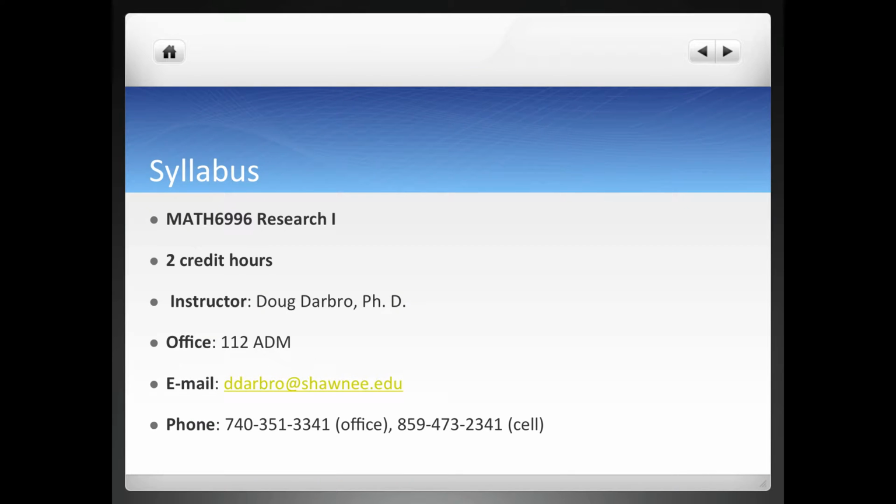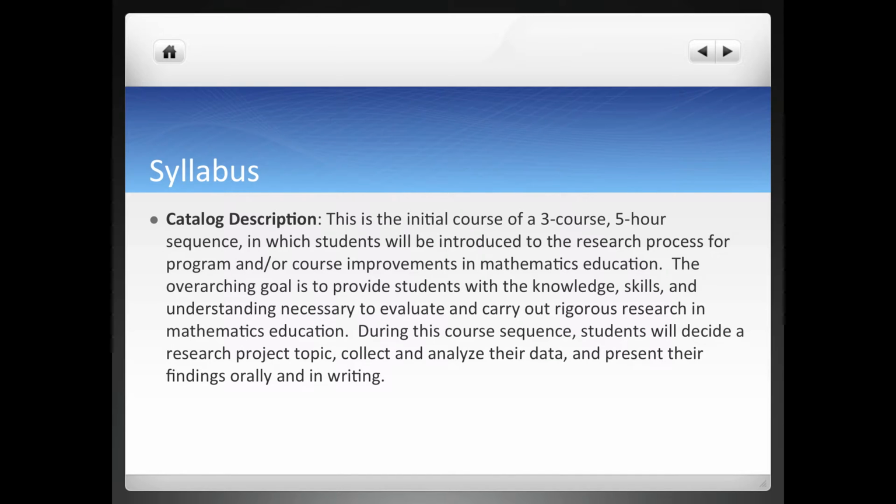Guys, the syllabus again. This is your Research 1 course. It's a 2-credit hour course. You're stuck with me, and there's my contact information. The catalog description: this is the first course of a 3-course sequence, and this is where we introduce you to the research process. Ultimately, you are going to decide on a research project topic, which will be done in a group setting. I prefer groups of 2, but we may go groups of 3 if needed. You're going to need to collect and analyze data, and ultimately you'll present your results both orally and in writing.